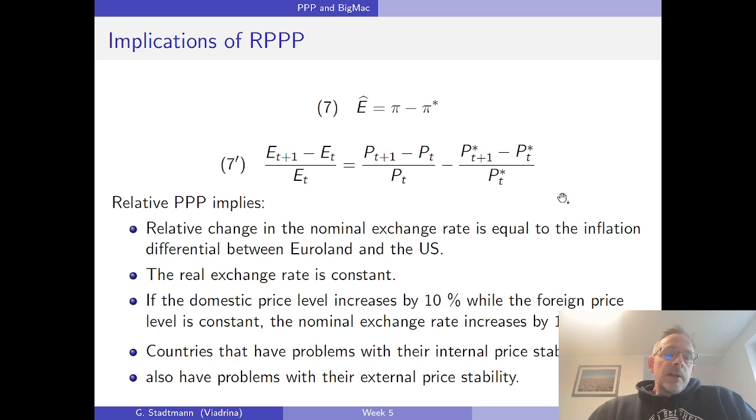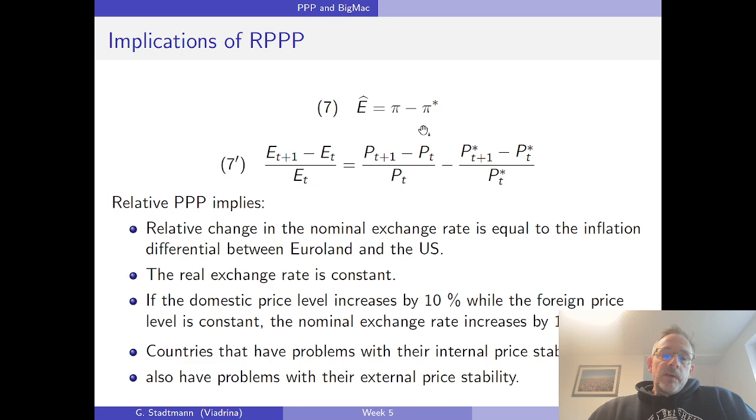So in case that relative purchasing power parity holds, then the relative change in the nominal exchange rate is equal to the inflation differential between, let's say, Euroland and the US. Later on, we will look at the example of Italy and Germany, where Italy is the domestic economy and Germany is the foreign economy. The real exchange rate will be constant in case that relative purchasing power parity holds perfectly.